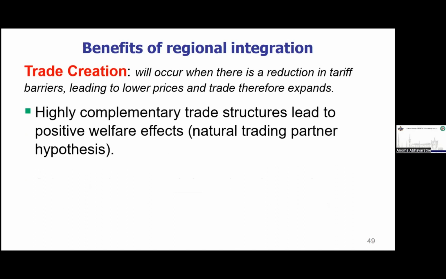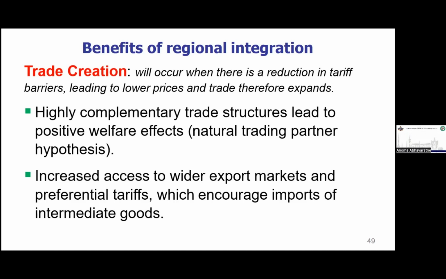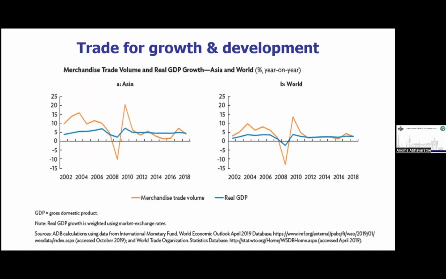Trade creation means that when there is a reduction in trade barriers, that will reduce prices, that will create new trade between countries. Therefore, trade expands. In South Asian countries, as I mentioned before, we all produce similar goods and services. That's what I mean by highly complementary trade structures. Increased access to wider export markets and preferential tariffs encourage imports of intermediate goods. This is again a graph showing trade in Asia and the world. You can see that there is not much difference.